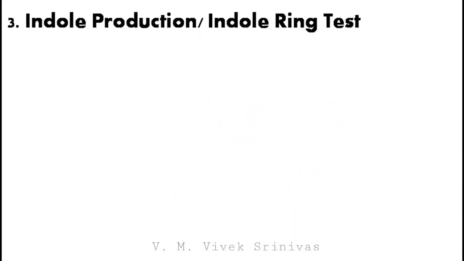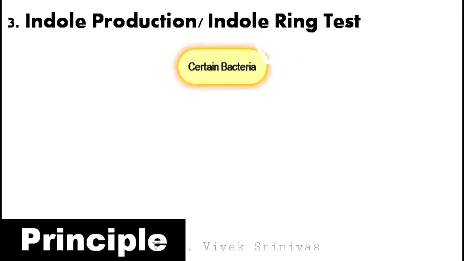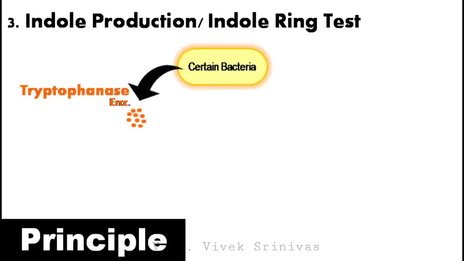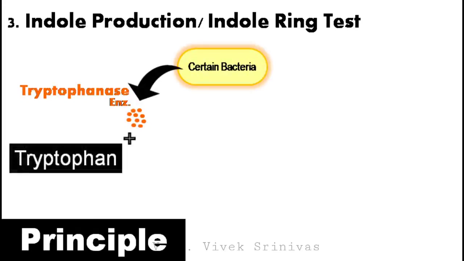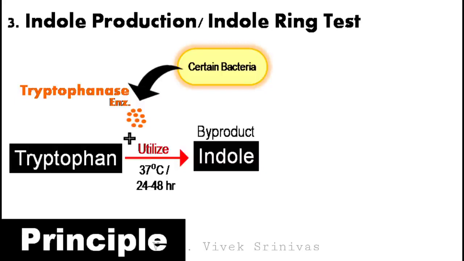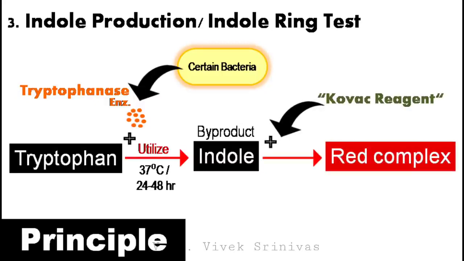Next, the indole production test, or the indole ring test. The principle. Certain bacteria produce the enzyme tryptophanase. This enzyme, in presence of tryptophan, is capable of utilizing the tryptophan to yield indole as the byproduct. Next, this indole byproduct, once mixed with the Kovacs reagent, develops a red color complex.